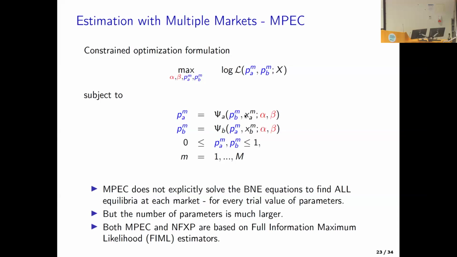So again, MPEC does not explicitly solve the Bayesian-Nash equilibrium to find all equilibria in each market. These constraints just have to hold at the solution where you maximize the likelihood. There could be problems with local maxima, though. Also note that if you have more markets, you're going to have more variables in this constrained optimization problem, and more constraints. There's going to be one constraint for each market, for each player. And of course, as this is a dynamic game, you can multiply by the number of state variables.